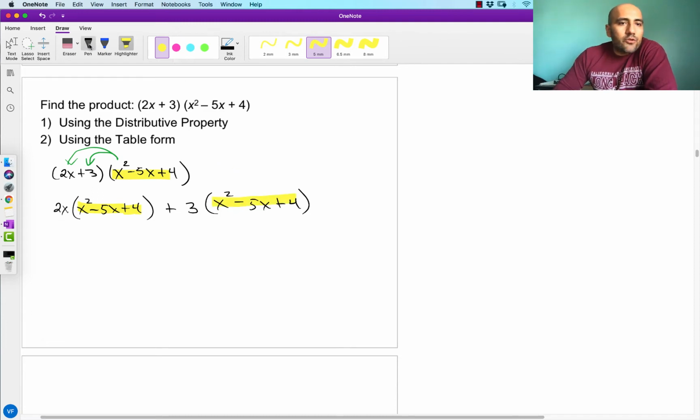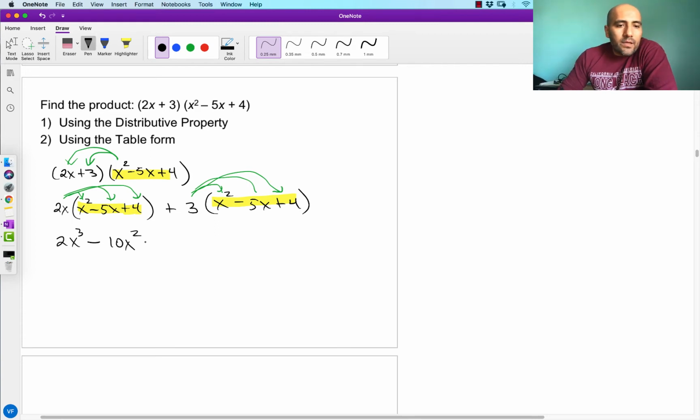Good. And then we're going to do distribution once again, right? So this is the double distribution method. Like that. And then this guy goes into each of these. Okay, so then this becomes 2x to the third power minus 10x to the second power plus 8x plus 3x squared minus 15x plus 12.